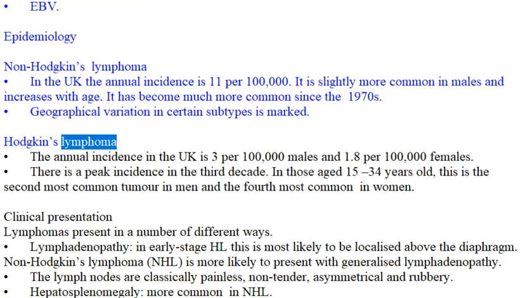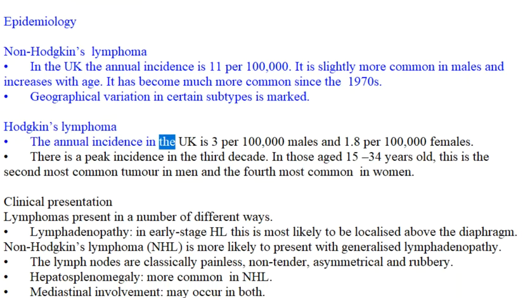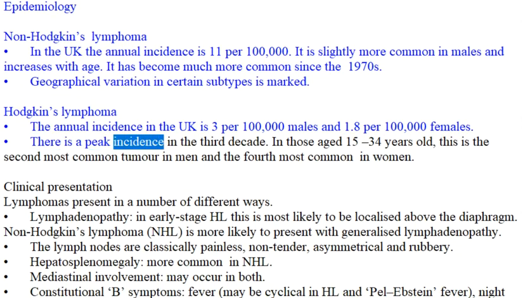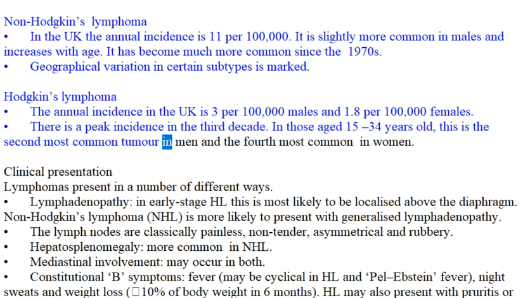Hodgkin's lymphoma. The annual incidence in the UK is 3 per 100,000 males and 1.8 per 100,000 females. There is a peak incidence in the third decade. In those aged 15-34 years old, this is the second most common tumor in men and the fourth most common in women.